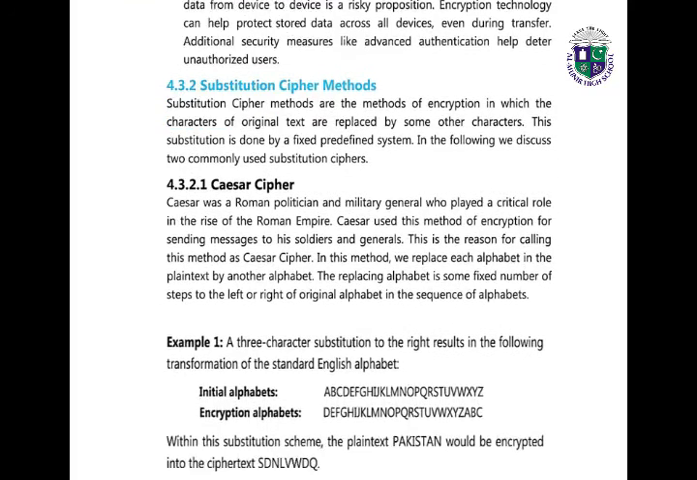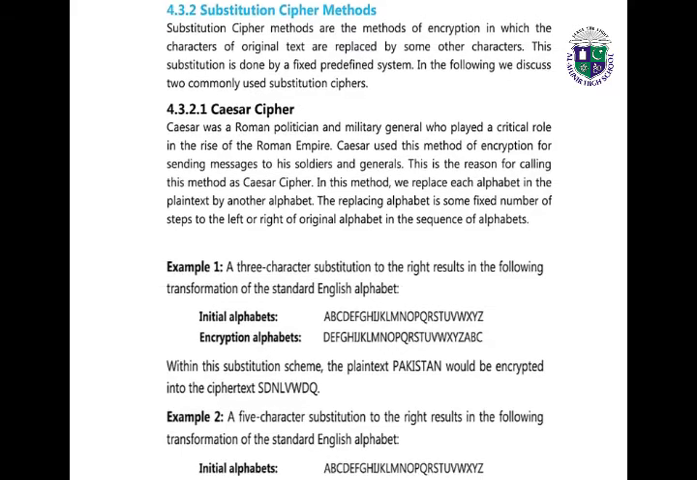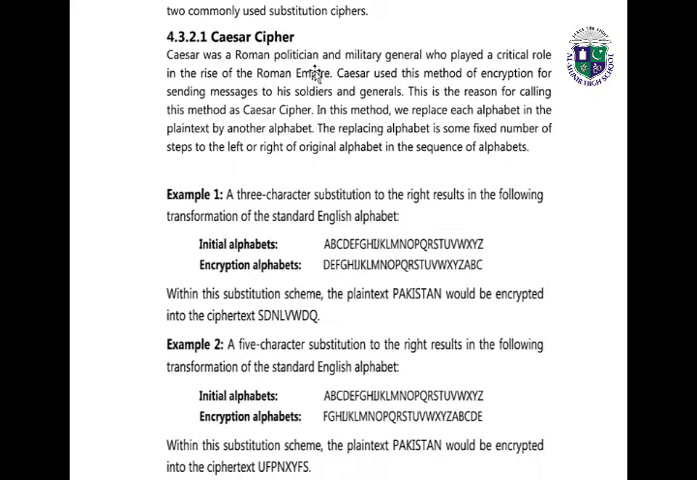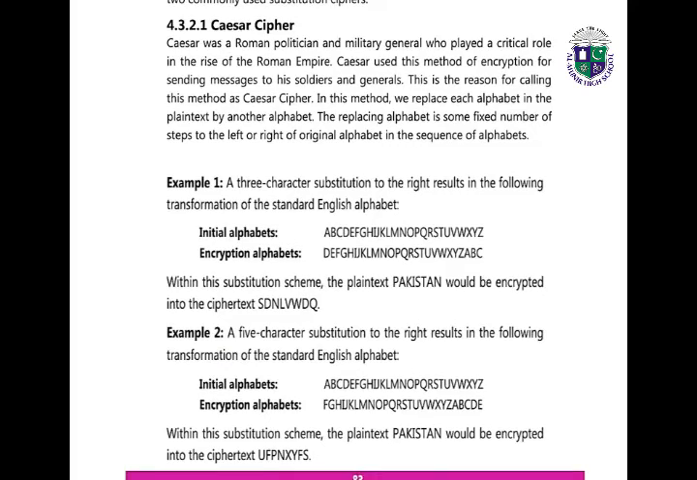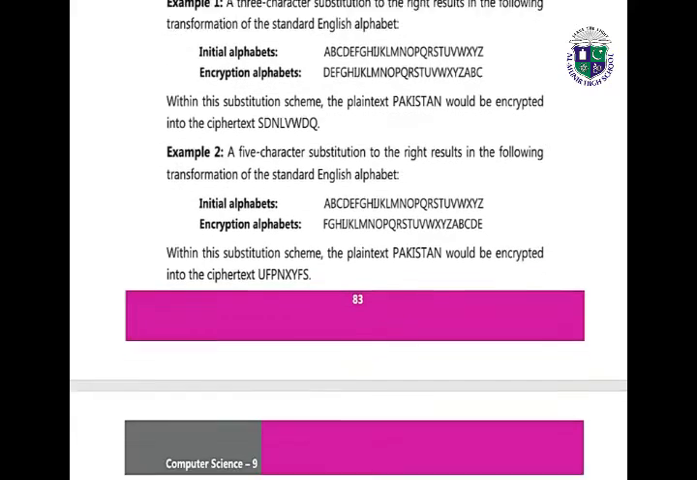Next, we have the substitution cipher methods. First of all, we have the Caesar cipher. So who was Caesar? Caesar was a Roman politician and military general who played a critical role in the rise of the Roman Empire. He gave us a method for encryption. According to his method, we replace each alphabet in the plain text by another alphabet. So here we have an example. Initially we have the alphabets A to Z. We will move A, B, C to the end. In this way we can encrypt by shifting 3 letters or 5 characters to make the code.